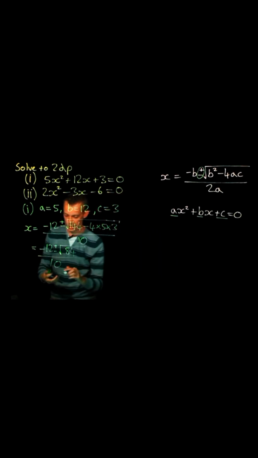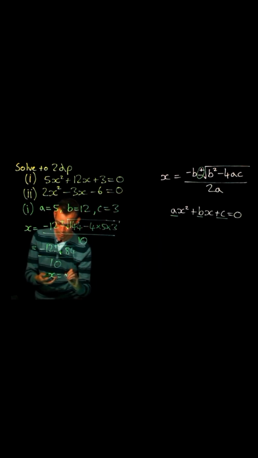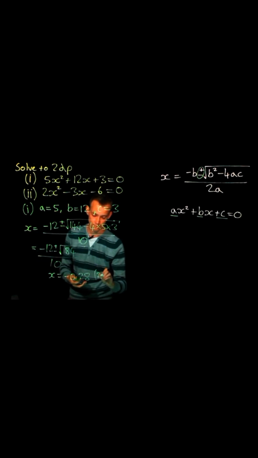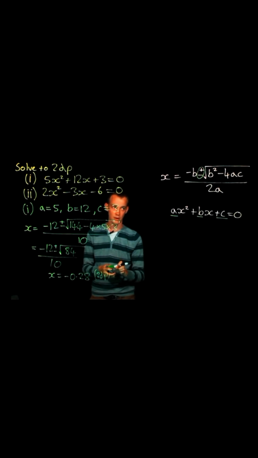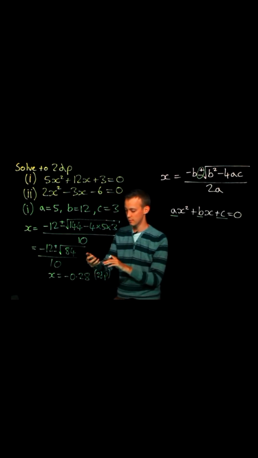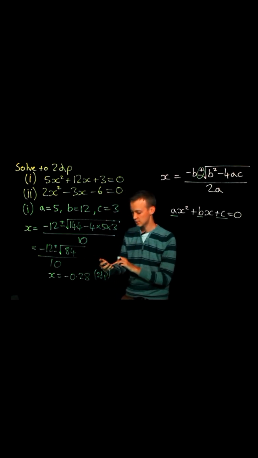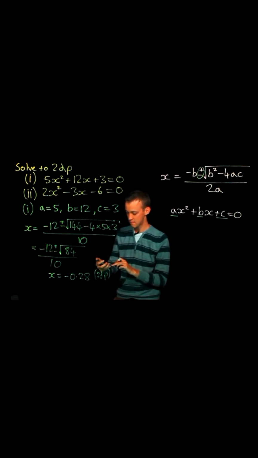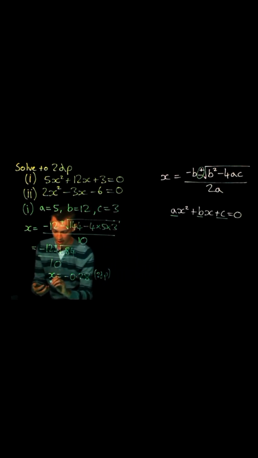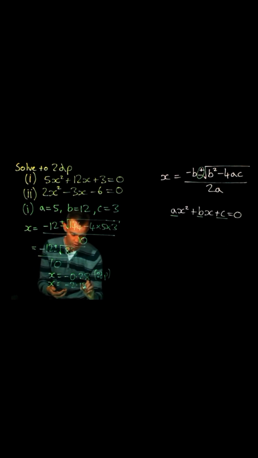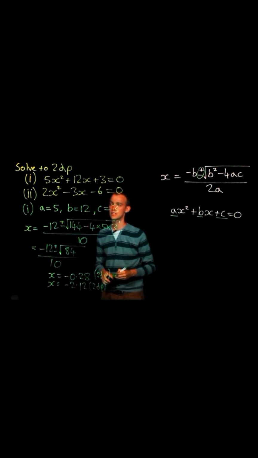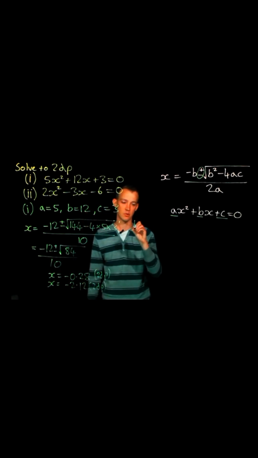So my first solution is x is equal to minus 0.28 to 2 decimal places. And for my second solution, I'm going to be using the minus. So I'm doing minus 12 minus the square root of 84, and then I'm dividing the whole thing by 10. And that gives me x is equal to minus 2.12, and I've rounded that to 2 decimal places. There's my solution for the first question there.